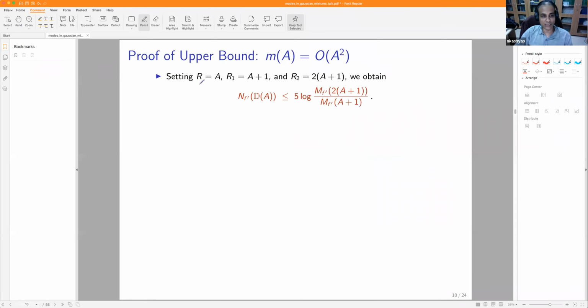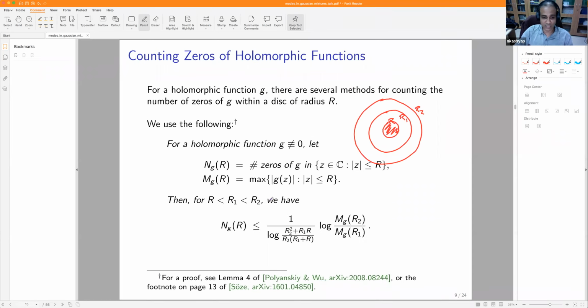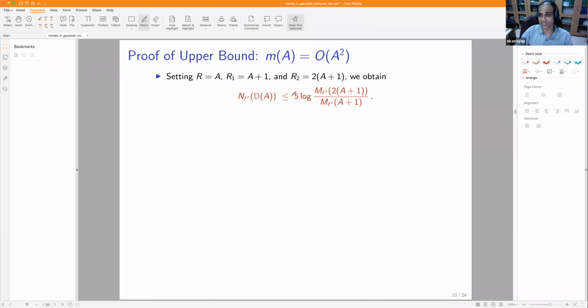So here in particular, we are interested in the number of zeros of our function within a disk of radius a. We take a slightly larger disk of radius a plus 1 and that doubles to radius 2a plus 1. Apply our theorem. The constant that was there in front evaluates to something like 5 in this case. And now we want to find an upper bound of the numerator. So basically what we want is the maximum modulus, the maximum value of the absolute value of the derivative function on a disk of radius 2a plus 1, divided by the maximum value it can take on the disk of radius a plus 1.